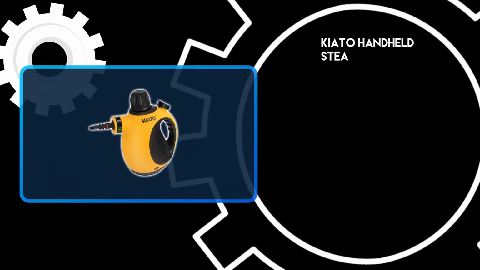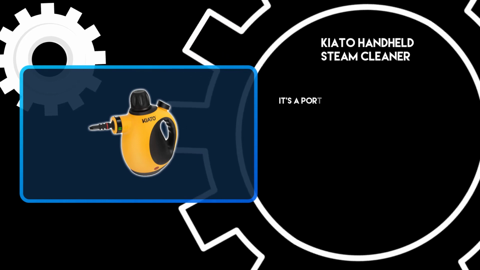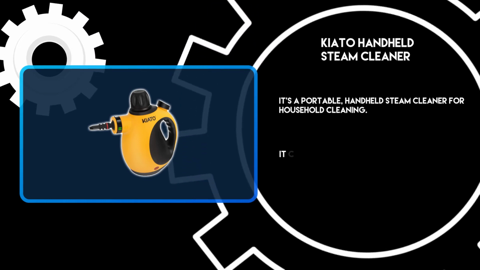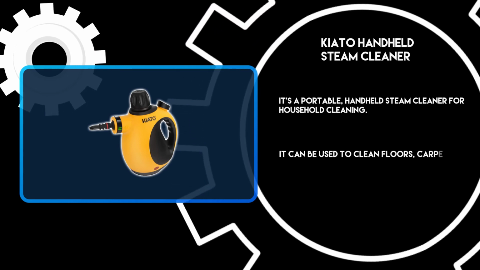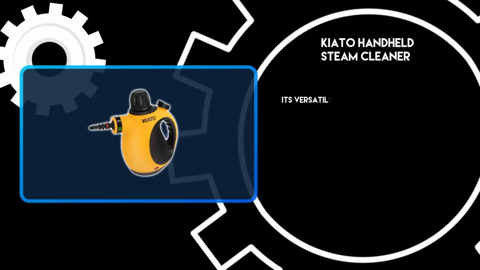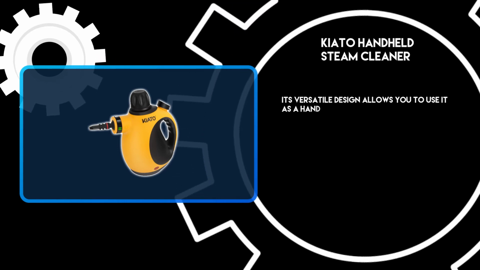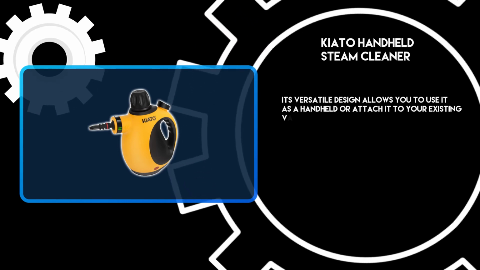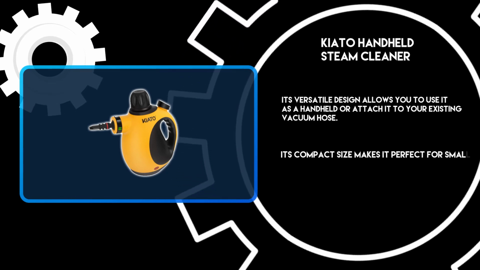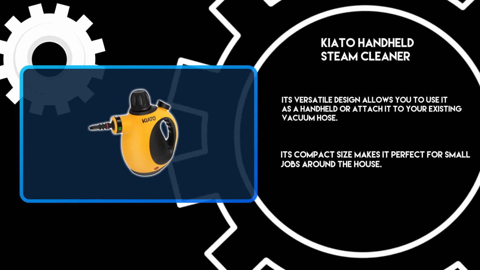Kiato Handheld Steam Cleaner. It's a portable, handheld steam cleaner for household cleaning. It can be used to clean floors, carpets, upholstery, and more. Its versatile design allows you to use it as a handheld or attach it to your existing vacuum hose. Its compact size makes it perfect for small jobs around the house.